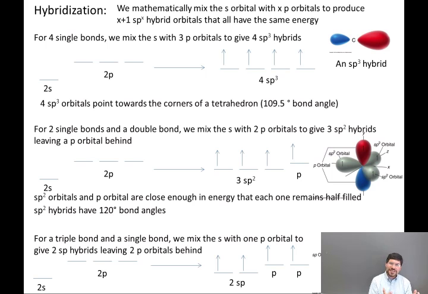In the next lesson, we will go ahead and look at how these hybrid orbitals come together to be able to form carbon-hydrogen and carbon-carbon bonds and thus form molecules.